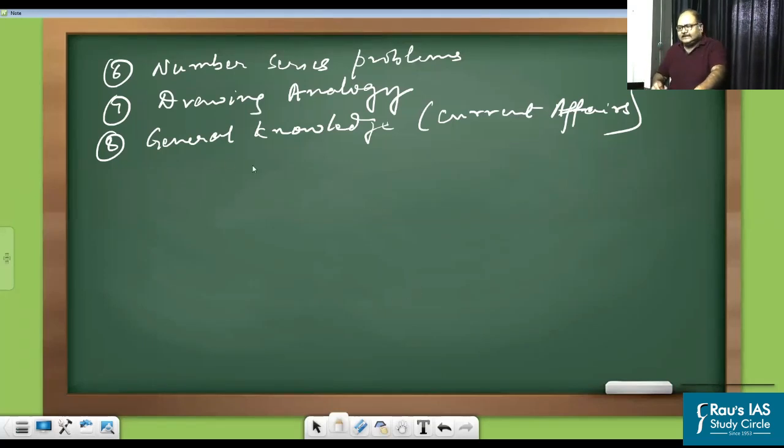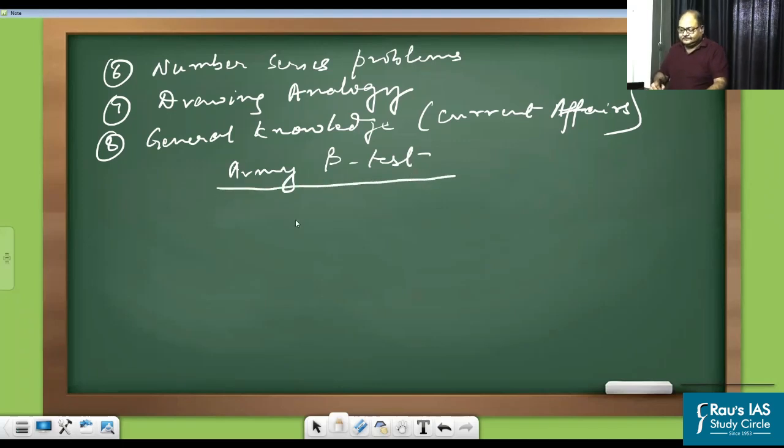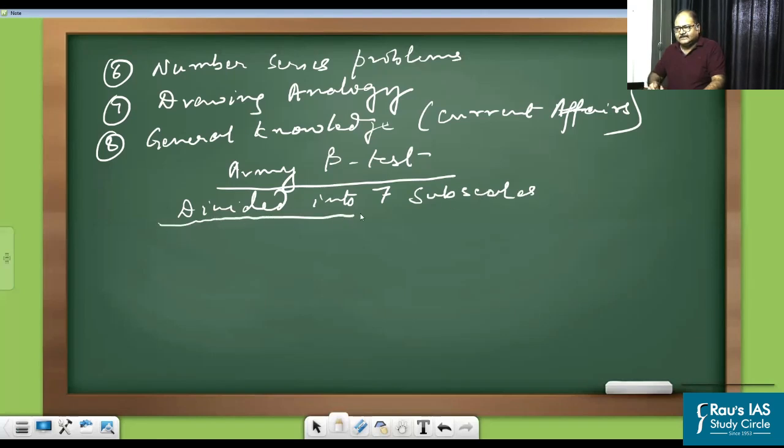Now let us look at Army Beta test. Obviously, we know Army Beta test was a non-verbal test. It consisted of non-verbal items, and the items were divided into 7 subscales.